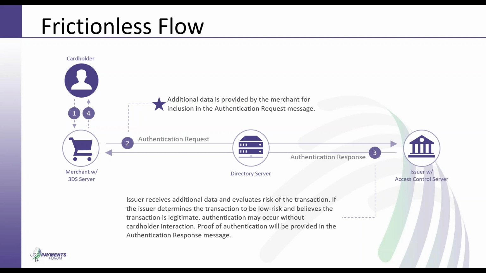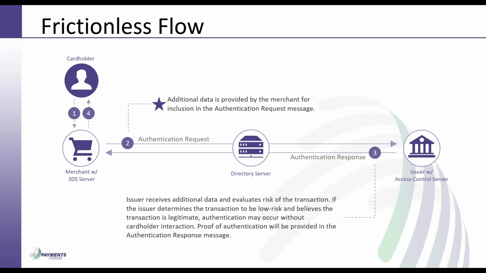So in step 1, the cardholder checks out at the merchant site. Then the merchant provides its 3DS server, formerly known as the merchant plugin or MPI in 3DS 1.0, with data to be included in the authentication request message in step 2. Then the directory server will receive that authentication request, route it to the appropriate issuer, where its access control server or ACS will consume that data and assess the risk on the transaction.